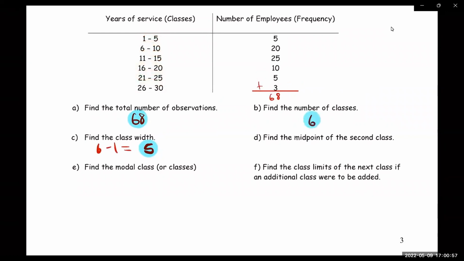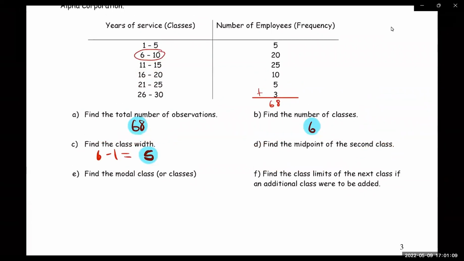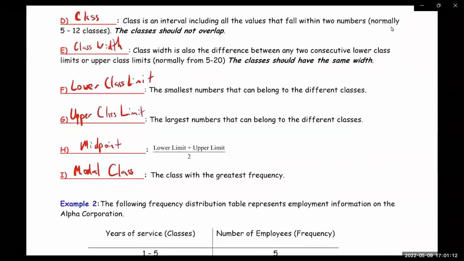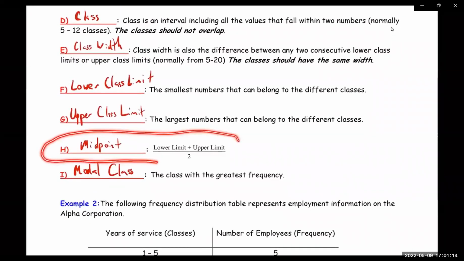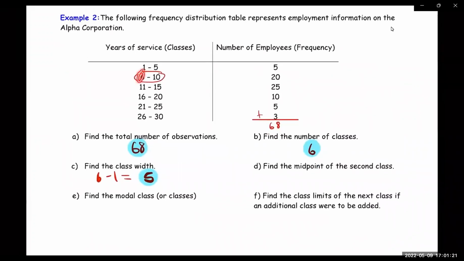Okay. We already did this one. Now let's do this one. Find the midpoint of the second class. So anybody remember how to find midpoints of that second class? Here's the formula. Lower class plus the upper class divided by 2. So 6 plus 10 divided by 2 is going to be 8. That's the midpoint of the second class.